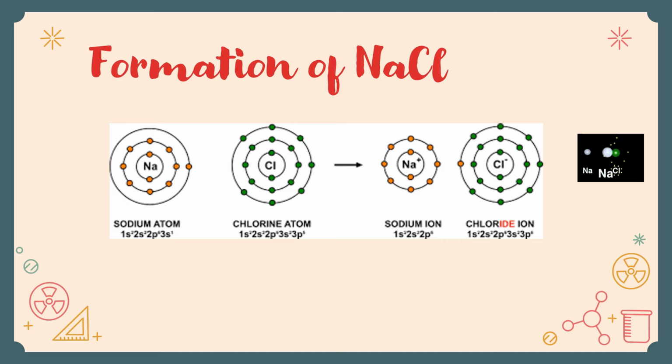The atomic number of chlorine is 17. Its configuration shows that chlorine becomes the negatively charged chloride ion. Because of the propensity of sodium to lose one electron and of chlorine to gain an electron, the two elements combine.